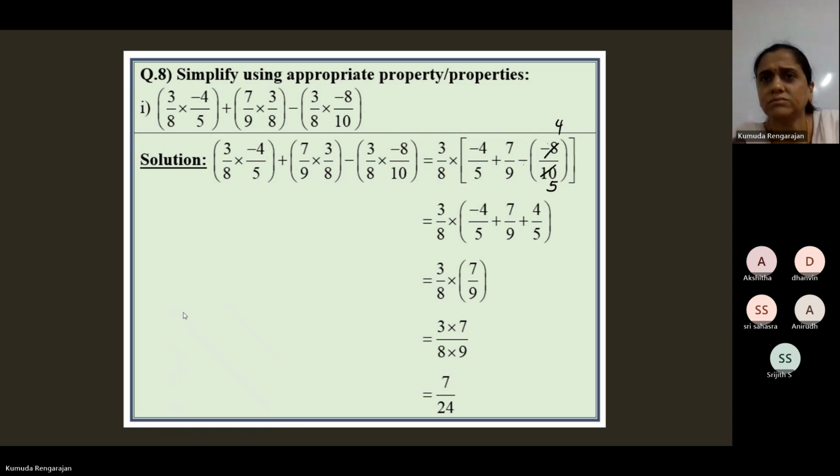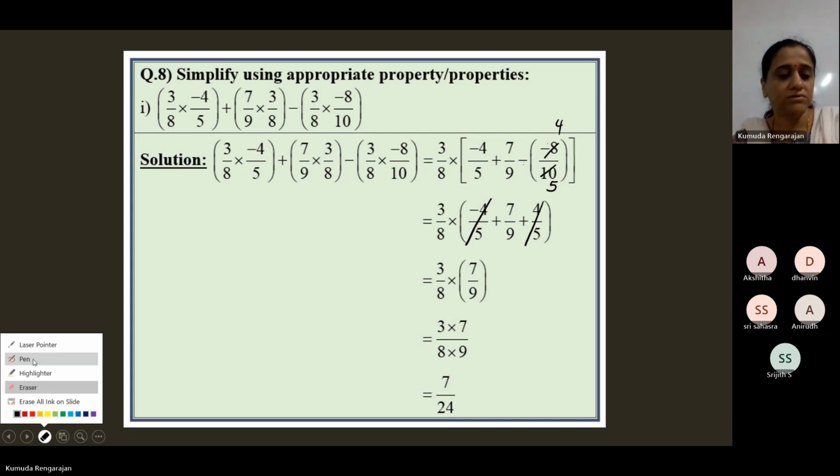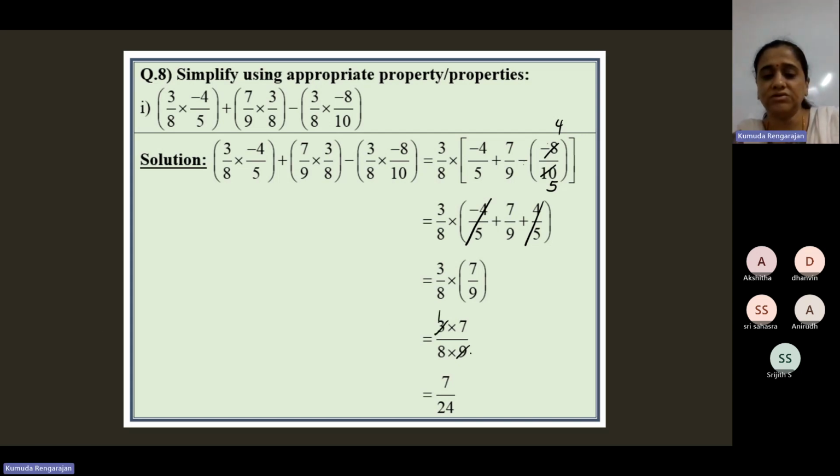Sorry? Okay, sorry, I didn't notice that. Yeah, minus 4 by 5 plus 4 by 5 gets cancelled. That's why you have 3 by 8 into 7 by 9. So it's nothing but 3 into 7 by 8 into 9. Simplify. 3 1s are, 3 3s are. So the answer is 7 by 24. You don't have to put this bracket. You can remove this.